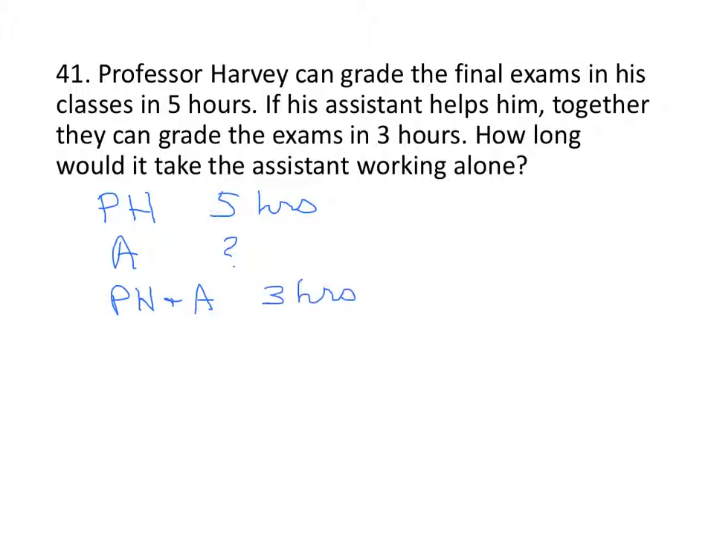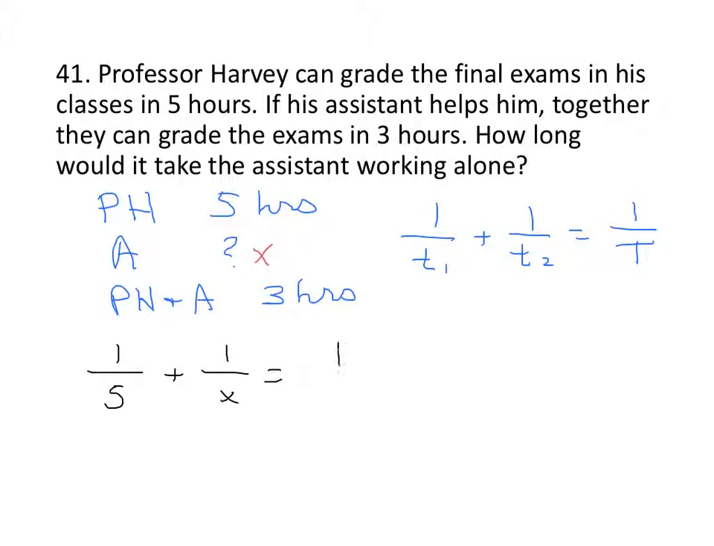So we pull out our trusty work equation, which says 1 over the first time of the individual plus 1 over the second individual's time equals 1 over the time that they can do it together. Well, we don't know one of the individual times, so we're going to call it x. So we have 1 over 5 plus 1 over x equals, and the time they can do it together is 3.